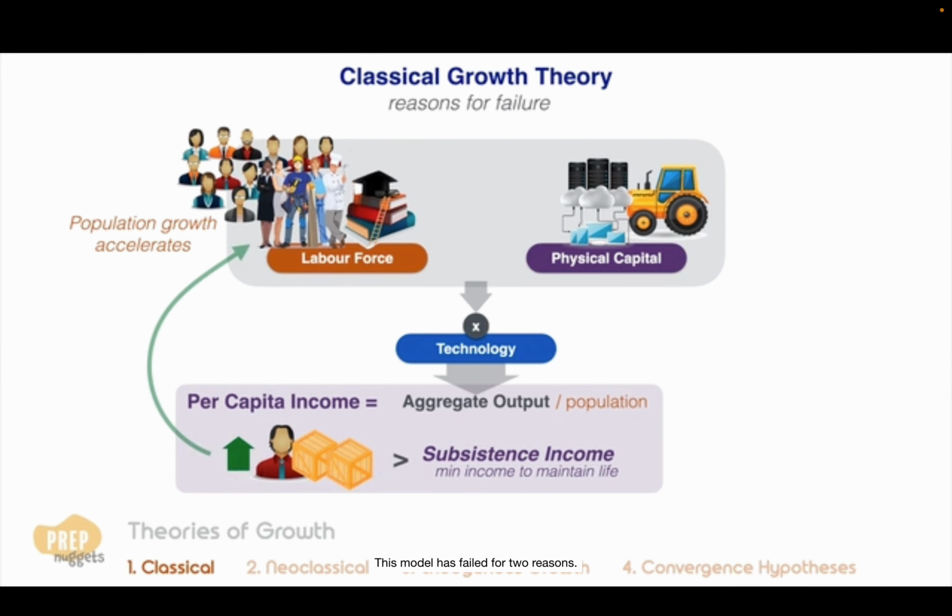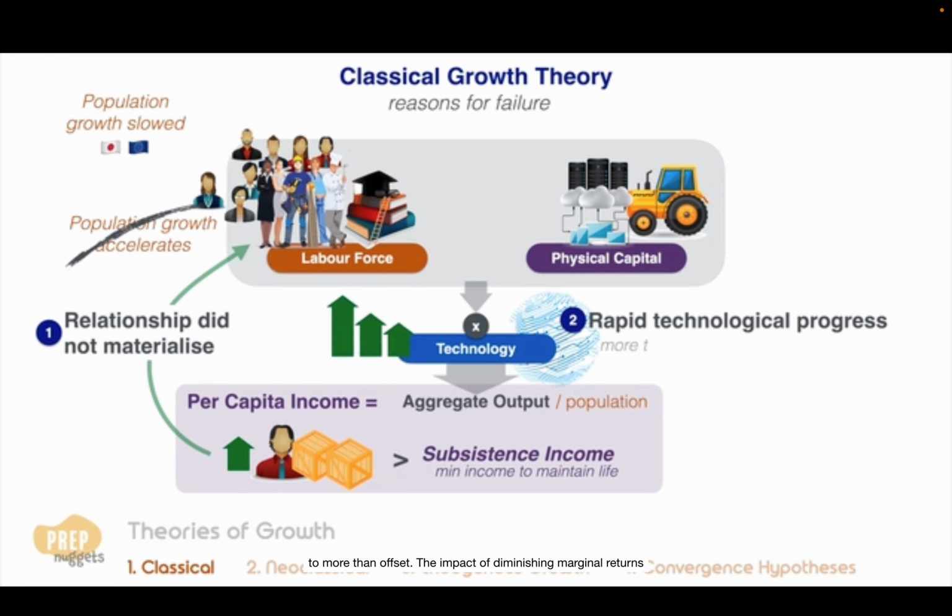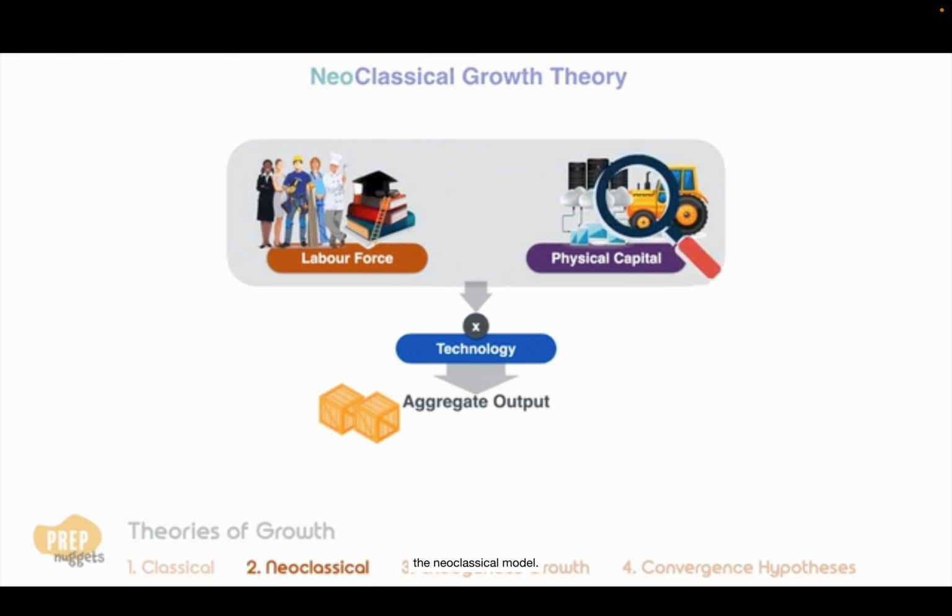This model has failed for two reasons. Firstly, the assumption that population growth accelerates when per capita income increases did not materialize. In fact, as the growth of per capita income increased, population growth slowed, as evident in many developed markets like Japan and Europe. Secondly, technological progress can be rapid enough to more than offset the impact of diminishing marginal returns, resulting in income per capita growth. This is evident in most developing and developed countries. So, as the classical model's pessimistic prediction never materialized, economists changed the focus of the analysis away from labour to capital and to the neoclassical model.